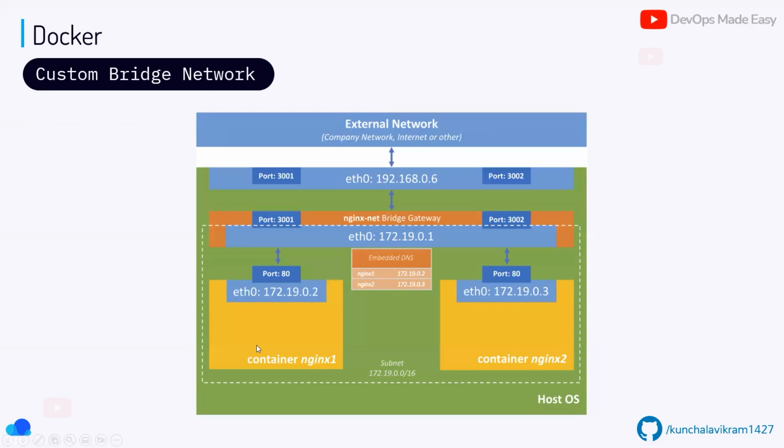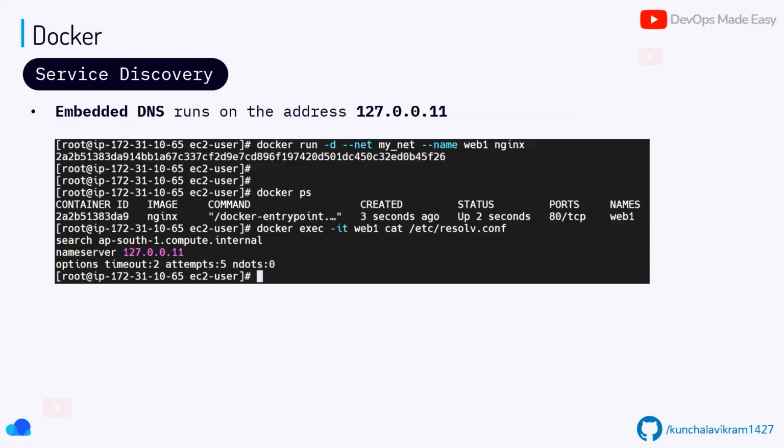So this clearly shows that inside the DNS server, you have the mapping between the container name and the IP address. Whenever a container restarts, if the IP address changes, it gets automatically updated in the embedded DNS server running on that 0.11 IP. Clear, guys? So no need to use --link and all.